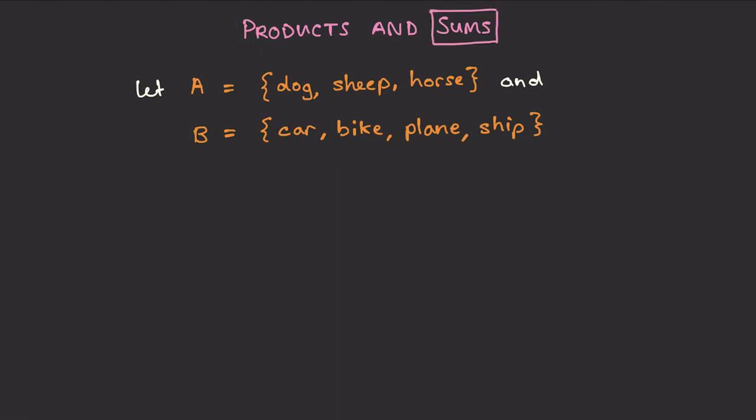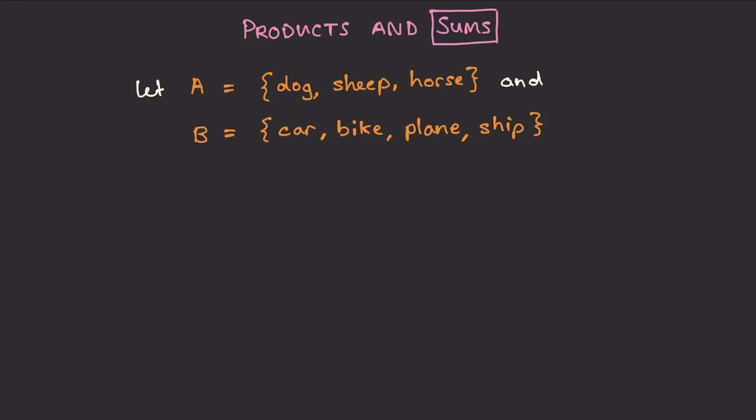Let's move on to sums. We'll start with the same 2 sets, A, a set of 3 animals, and B, a set of 4 vehicles, and we'll ask the same question with one word changed. This time I'm going to ask, how many ways can I choose an element of A or an element of B? Now this is even an easier problem.